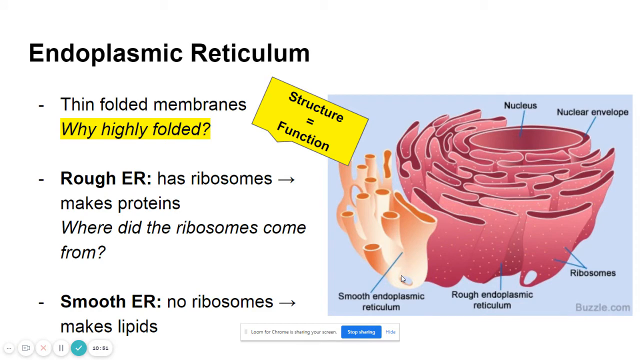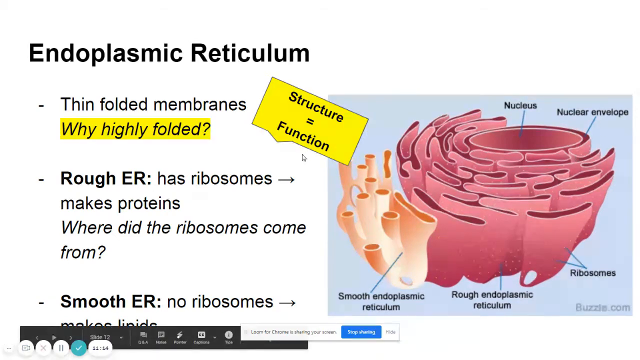But the smooth ER is still super useful for the cell because it does things like making lipids, which are also super important, and it also plays a crucial role in detoxifying the body from harmful chemicals or harmful toxins. The last thing I want to talk about about the ER is its general shape.